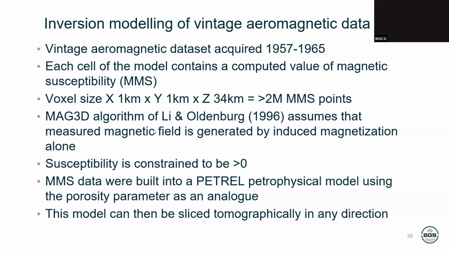Okay, next slide, please. Now, this is the technical stuff, but basically the key information here is that we're using old data and we're looking at it in a very clever way to build this model. The model has a resolution of 1 kilometer by 1 kilometer in area and extends down 34 kilometers into the crust. The area we've covered is about 275 by 225 kilometers, down to 34 kilometers. That amounts to more than 2 million susceptibility points.